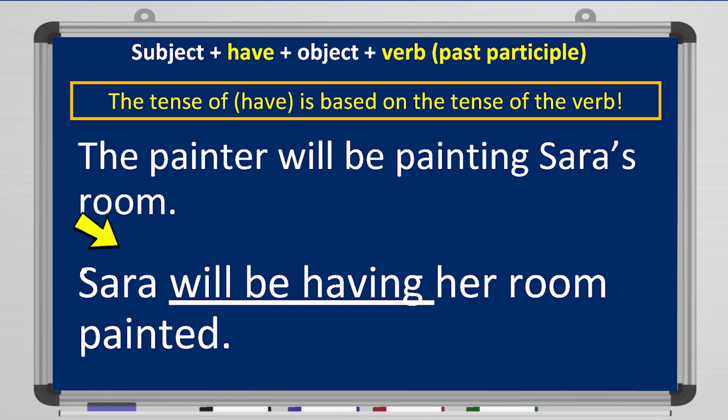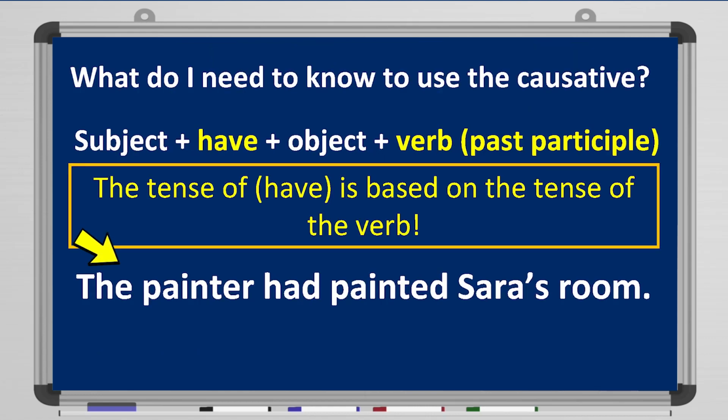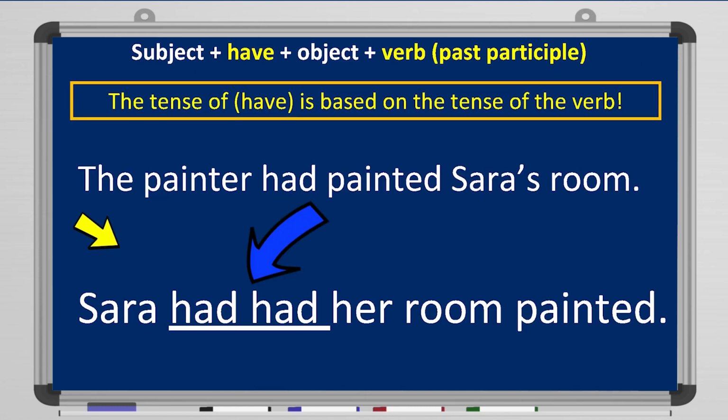Now, I'll give you a tough one. The painter had painted Sarah's room. What will the answer be? Now, this may get confusing, but try to use the equation and change the tense accordingly. The painter had painted Sarah's room. So it will be Sarah had her room painted. Yes, in fact, we can use had in this case.